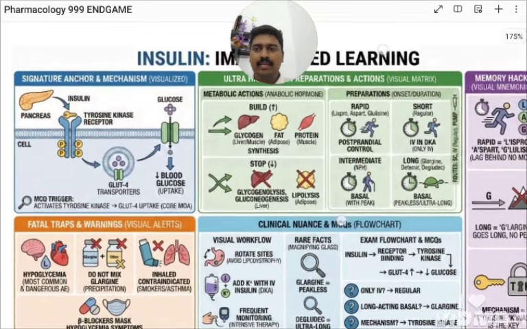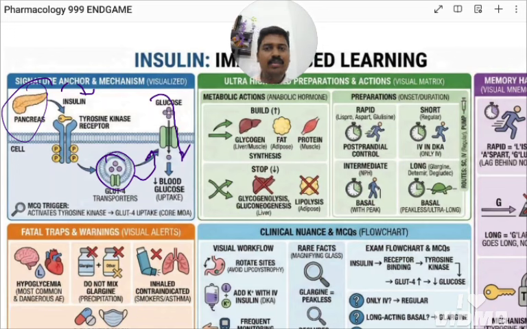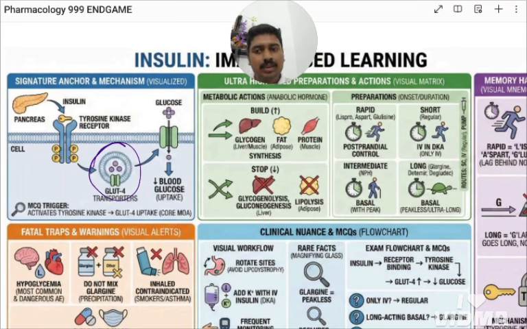So what happens is from the pancreas, insulin is secreted. Insulin will act on this tyrosine kinase receptor, and then it will cause these GLUT4 receptors to go to the cell surface, and through this glucose will come inside. So this is basically how insulin secretion and action takes place. The main important transporter here is GLUT4, which should come from the cytoplasm to the cell surface. Only then can glucose come inside the cell.